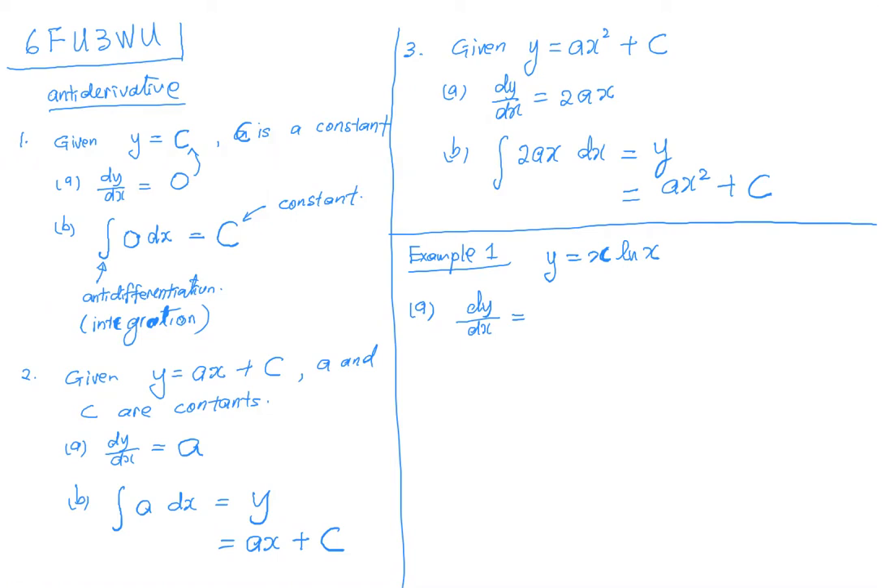Are you done? Take this as your u and take this as your v. So your u prime will be 1, your v prime will be 1 over x. So your dy dx will be v u prime plus u v prime. That means the derivative of v. Okay? Simplify. So you get this.